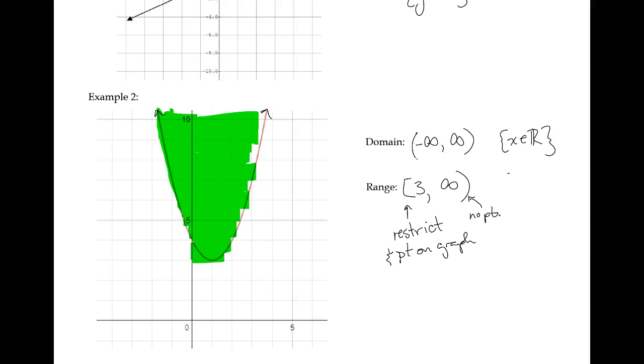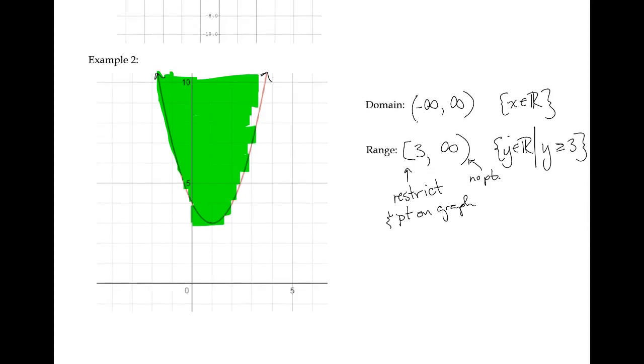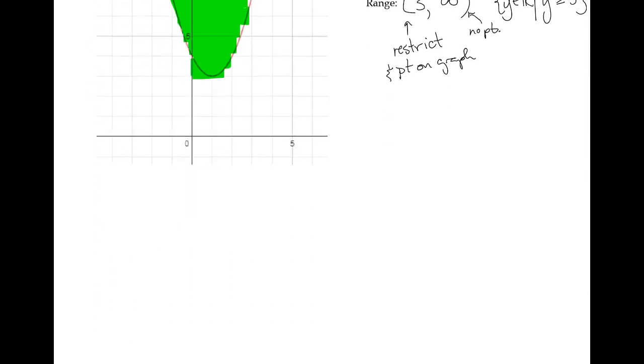So when we list this as set notation, we would say that Y is an element of the reals, just like before, but we would say Y has to be greater than or equal to 3. So we'd add that little caveat at the end. Again, either notation, I'm not going to be fussy, so you can default to whatever you're more comfortable with.